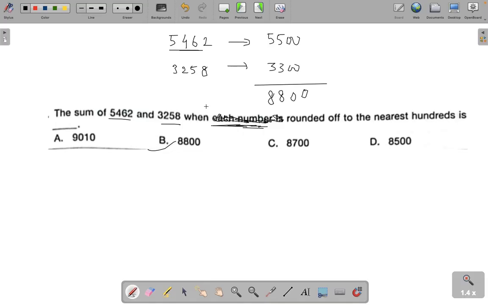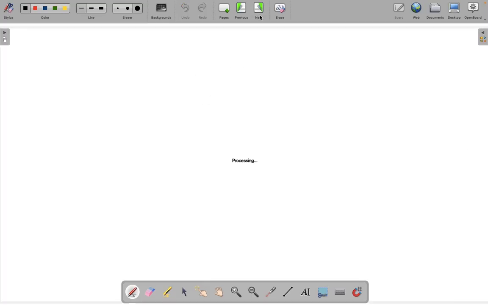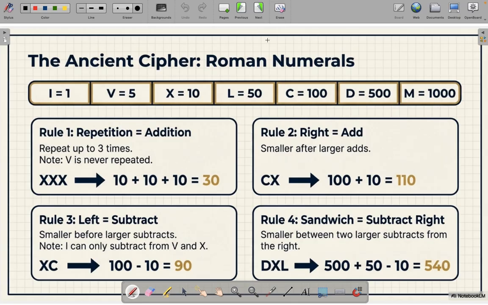Okay. Yes, sir. Yes, sir. Okay. So then, have you studied Roman numbers? Yes, sir. I have studied. What are they? Sir, Roman numbers are I, double I, triple I, IV.